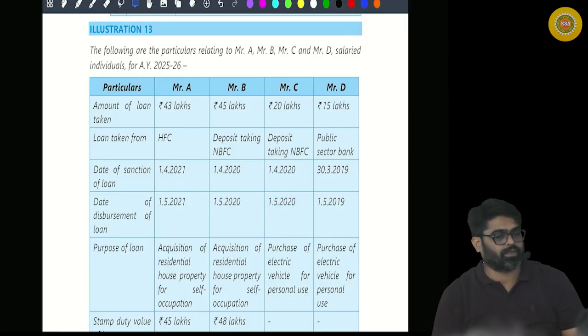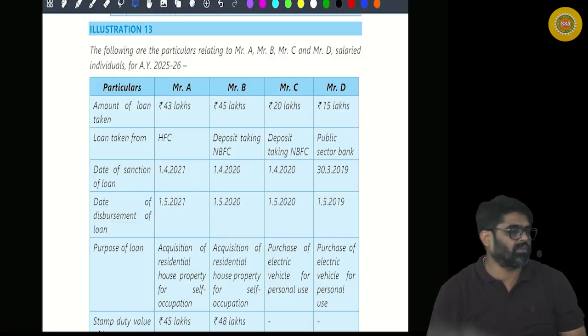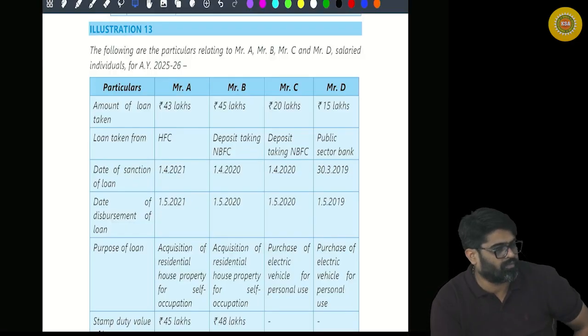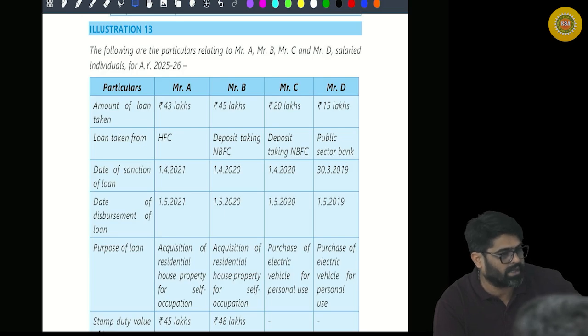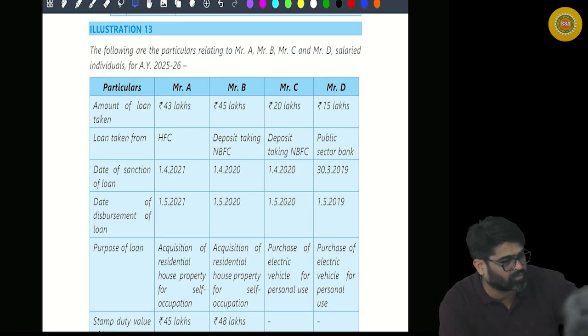This question. The following are the particulars relating to Mr. A, Mr. B, Mr. C and D. Salaried individuals. How much is the amount of loan? 43, 45, 20, 15. Loan taken from housing finance company, deposit taking NBFC and a public sector bank. Date of sanction of loan given: 1st April 21, 1st April 20, 1st April 20 and 30th March 2019.